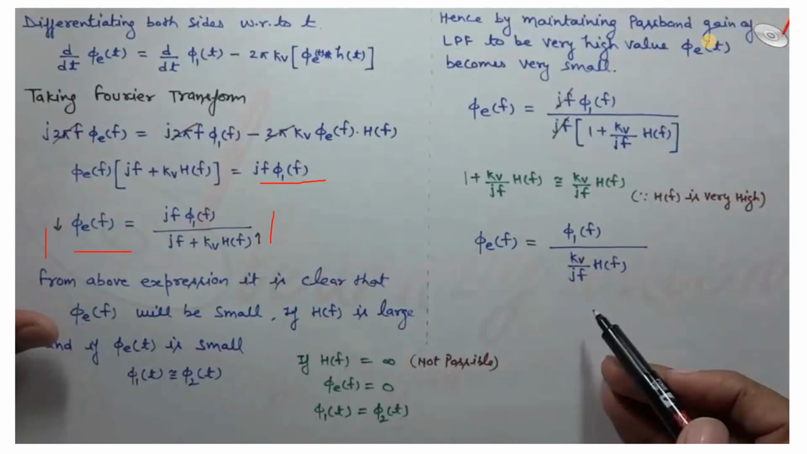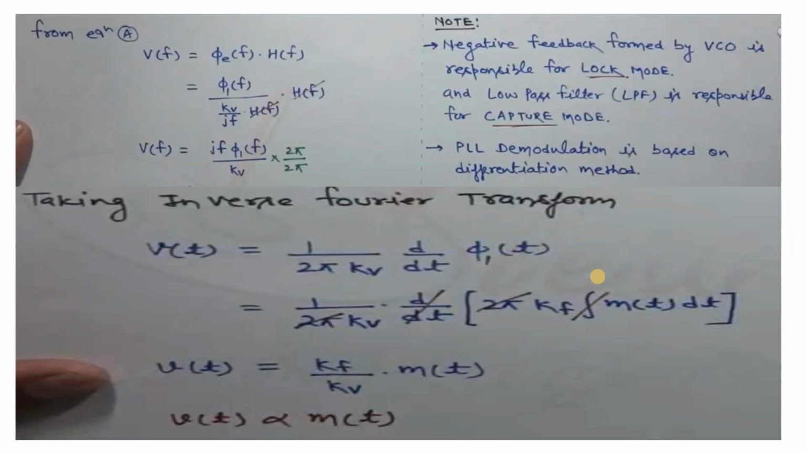Hence, by maintaining the pass band gain of the low pass filter at a very high value, φe(t) becomes very small, and φe(f) is equal to j f φ1(f) divided by j f times (1 + kv/(j f) H(f)). Then j f gets cancelled. The remaining 1 plus kv/(j f) H(f) is almost equal to kv/(j f) H(f), since H(f) is very high. Then φe(f) is equal to φ1(f) divided by (kv/(j f) H(f)). From equation 4, we can write V(f) equal to φe(f) H(f), so V(f) can be written like this.